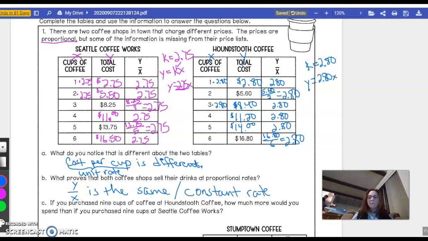So don't get overworked or confused by all of this stuff here, because what you're basically doing is just finding the price per 1 cup of coffee. And what we can say is if 1 cup of coffee is the same all the way down, then it's proportional.